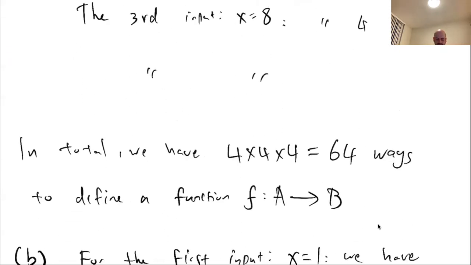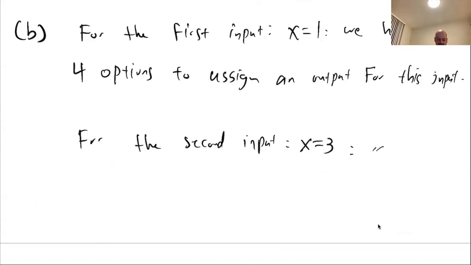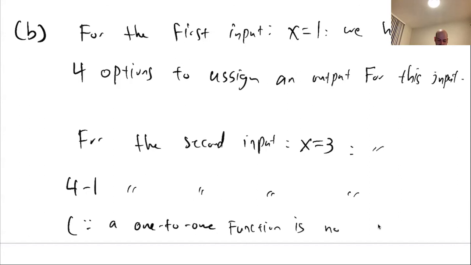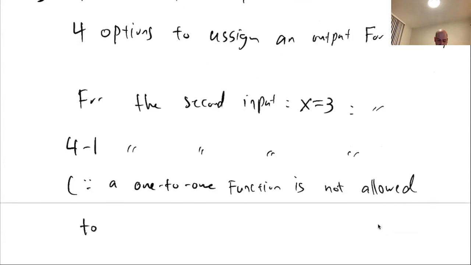So for the second input, which is x equals 3, we have 4 minus 1 options to assign as an output, since we are not allowed to have a repeated output, since a one-to-one function is not allowed to have a repeated output.